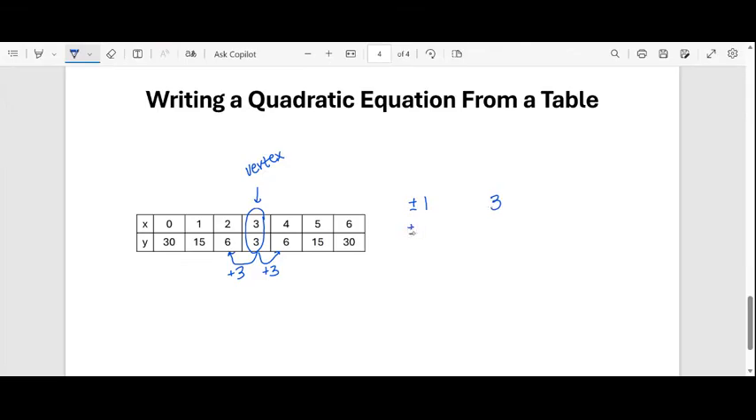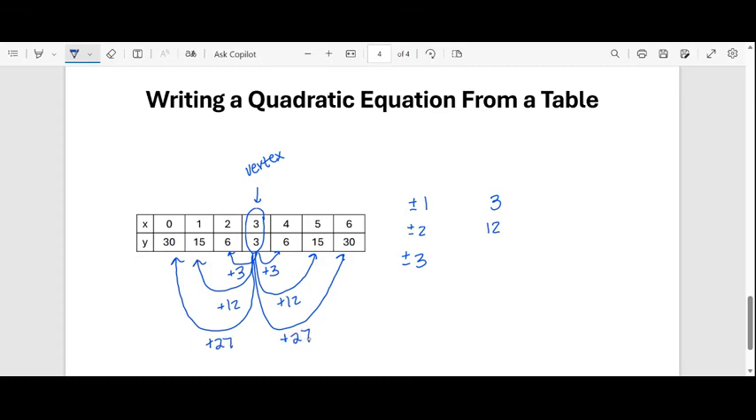If I go left or right 2 squares, I'm going from 3 to 15, which is adding 12. And if I go left or right 3 squares, I am adding 27 to my vertex, right? 3 plus 27 will give me 30. Yep. So add 27 to each side.